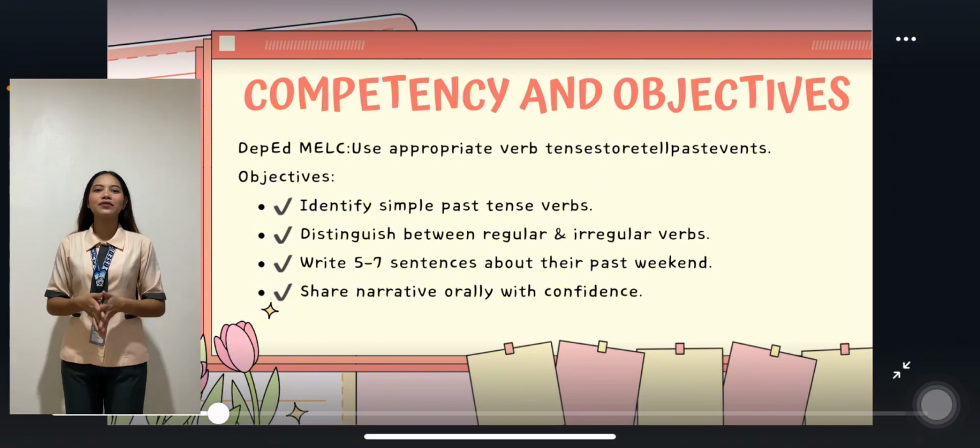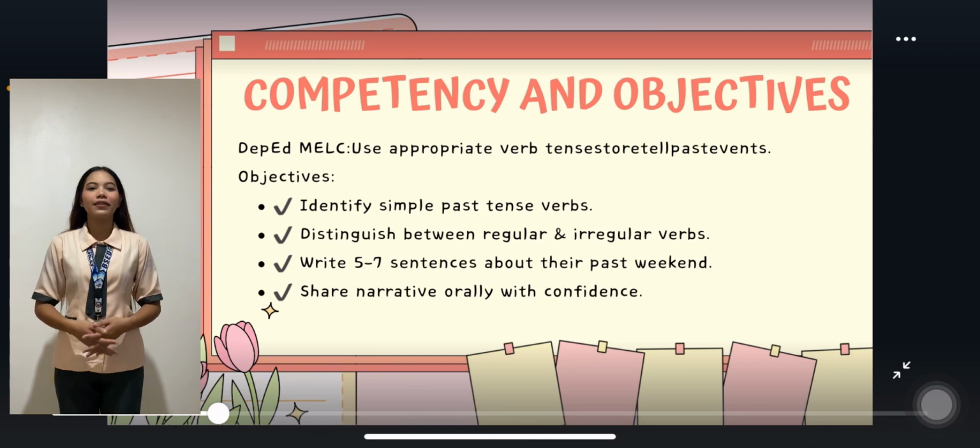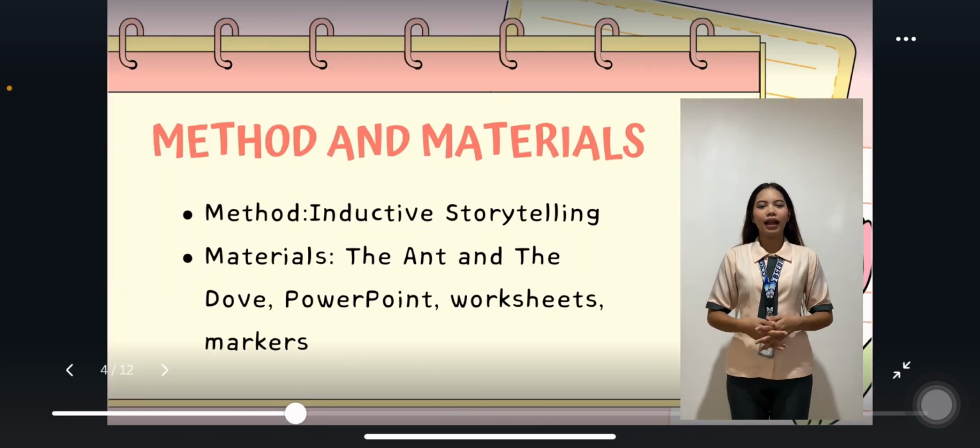So our objectives for today are: first, to identify simple past tense verbs. Second, the students distinguish between regular and irregular verbs. Third, students will make 5 to 7 sentences about their past weekend. And fourth, students share narrative orally with confidence. For this lesson, I'll be using the inductive method with storytelling. The story I'll use is The Ant and the Dog. To guide the students, we'll also use visual aids like PowerPoints and worksheets.